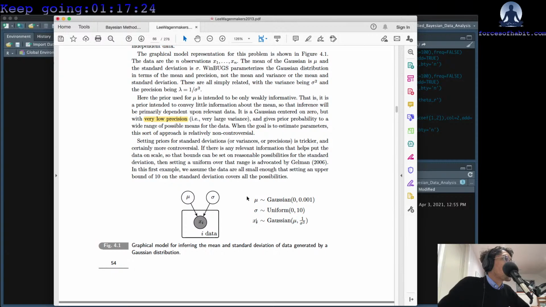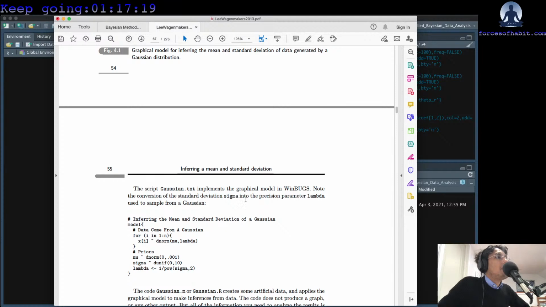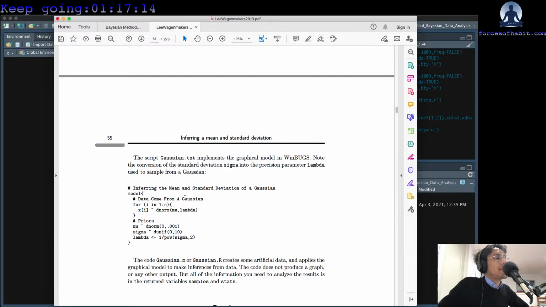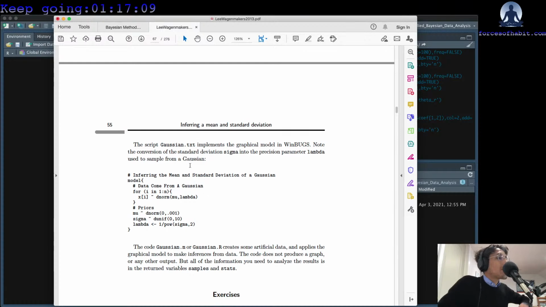So the Gaussian script implements this in BUGS. We're going to use JAGS because I'm on a Mac and I think it's just easier to use. That's how I have things set up. So actually, let's just go pull this up in RStudio.